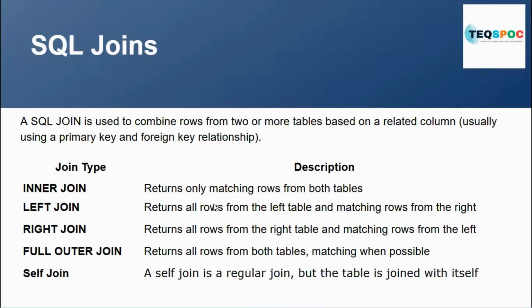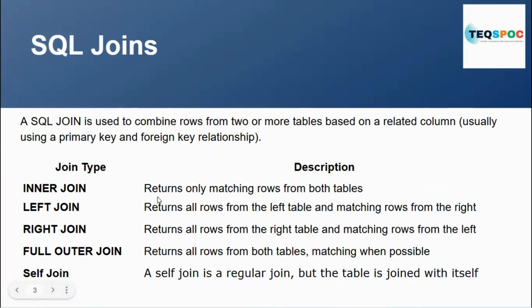So what is basically a SQL join? Join is used to combine the data of two or more tables. Data means data in the rows. So SQL join is used to combine the rows from two or more tables based upon a related column. Usually we use a primary key and foreign key relationship. In earlier classes, with the help of primary key and foreign key, we were making a relationship between the two tables. We have different types of joins: inner join, left join, right join, full join, and self join.